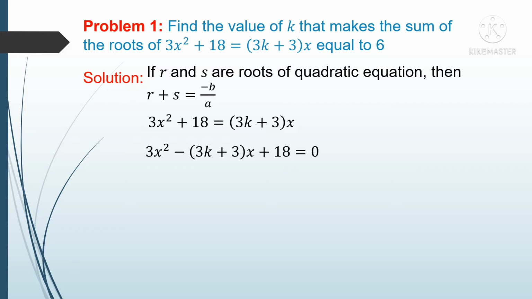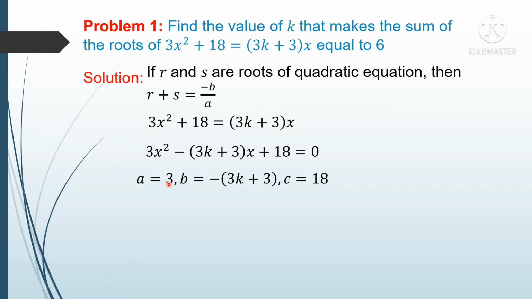So if you write that in standard form, it becomes 3x squared minus quantity 3k plus 3 times x plus 18 equals 0. So we simply transpose this one to the left side and it becomes negative. So this is now the standard form of the given quadratic equation. Then from this, we can now identify the value of a, b, and c.